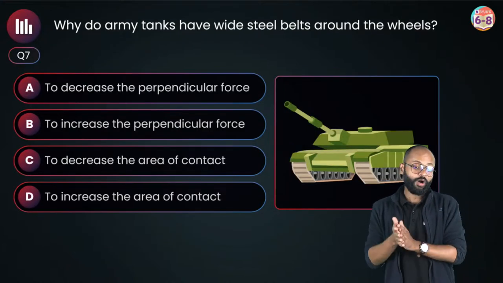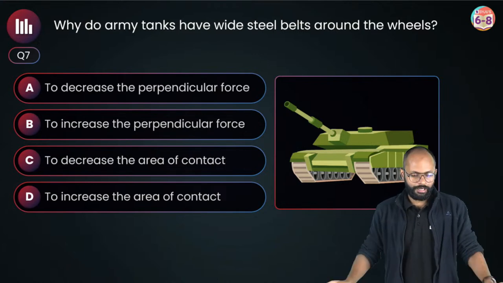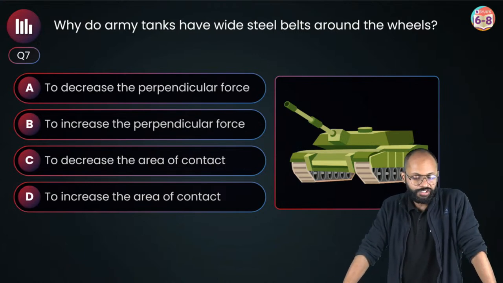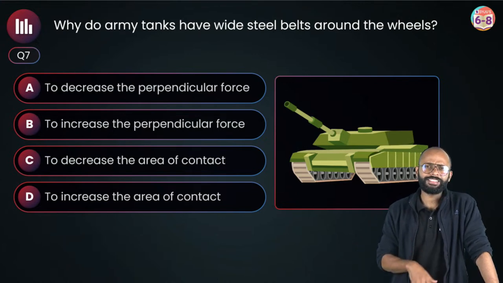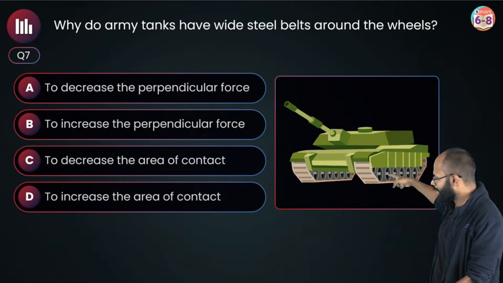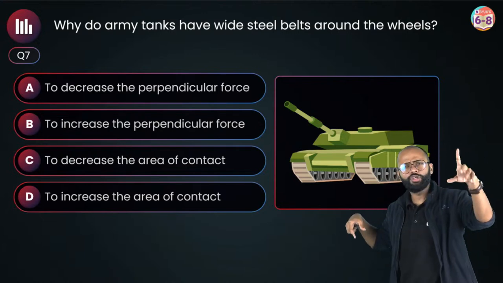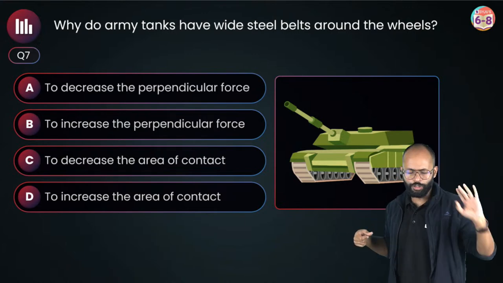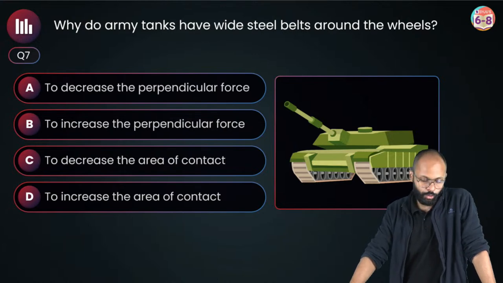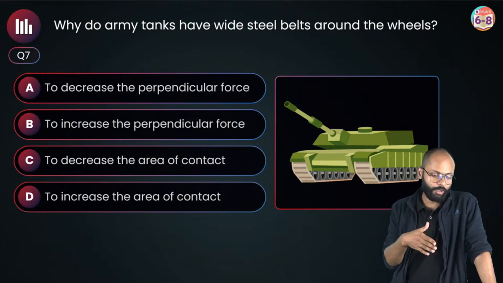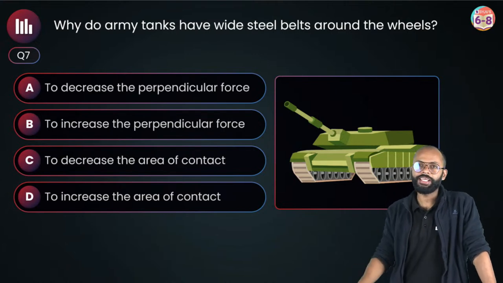Clear? Chalo, ek aur achha question hai. Question number 7. Why do army tanks have wide steel belts around the wheels? Tumne tanks dekhi honge. In mein, these steel belts are kind of wrapped around the wheels. Kyun? First option: to decrease the perpendicular force. Second option: to increase the perpendicular force. Third option: to decrease the area of contact. Last: to increase the area of contact.